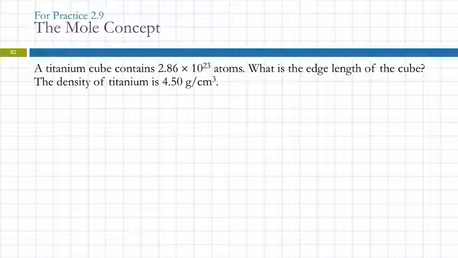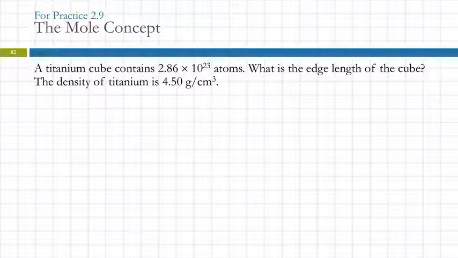Do one more. A titanium cube contains 2.86 times 10 to the 23rd atoms. What is the edge length of the cube? The density of titanium is 4.50 grams per cubic centimeter. So this is going to combine using Avogadro's number and molar masses with problem solving, critical thinking. So probably not immediately obvious what to do here.